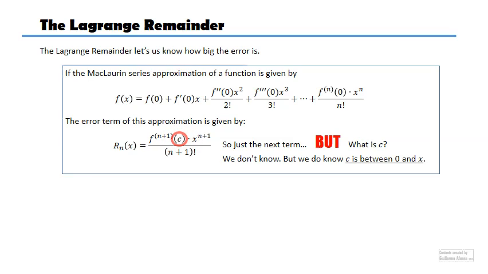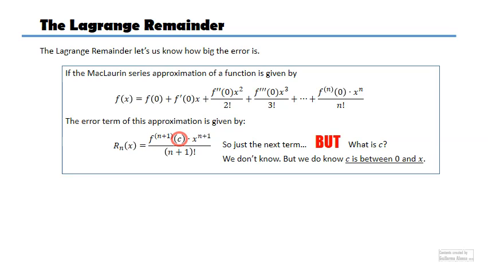Well, that c is going to be a value between 0 and x. We don't know which one, but we don't need to know which one. So this is really the formula of the remainder. The important thing to remember is that c is a value between 0 and x. In a MacLaurin series, you will see that this changes when we talk about Taylor series. But c is a value between 0 and x.